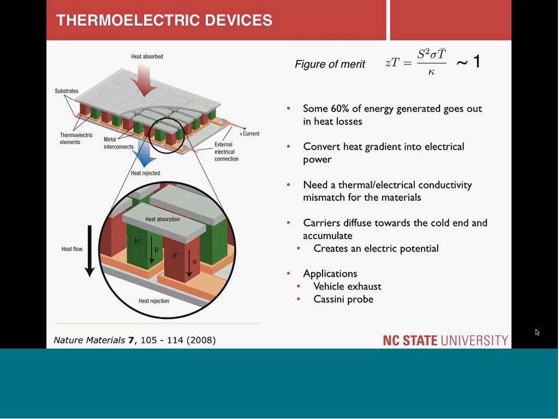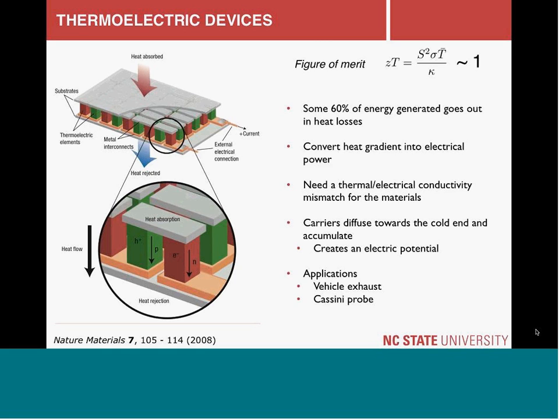To do this, you need a thermal and electrical conductivity mismatch, so your phonons are affected differently than the electrons moving through the material. What this means is that the carriers ultimately diffuse from one material to another and build up on one side, the cold side, producing a potential gradient. So you create an electrical potential from a thermal gradient.